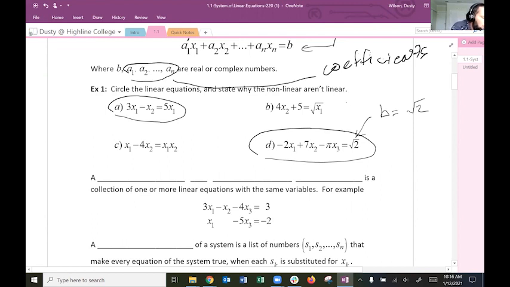Why is equation B not linear? What's the issue with the B equation? The square root. Yeah, it's the square root of the variable, the square root of x1. And then what's the issue over here in C? It's multiplying the x1 and x2. Yeah, exactly.